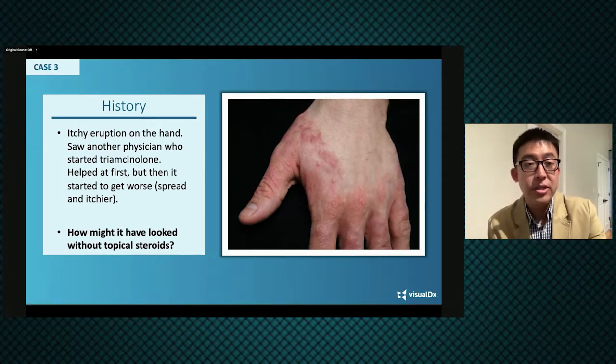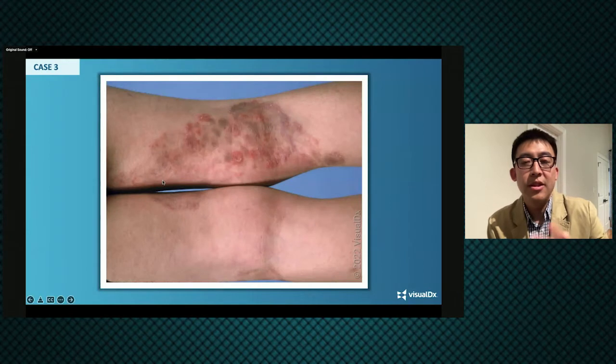This particular patient saw another physician who started triamcinolone. It helped at first, but then it started to get a lot worse and it started to spread and get a lot itchier. So I think this is another example of where we should pause and say, how might this have looked without topical steroids? And so this would be a good example of how that same eruption might have looked before topical steroids were applied.